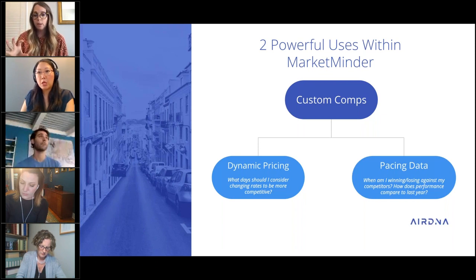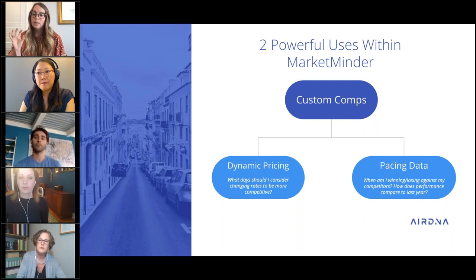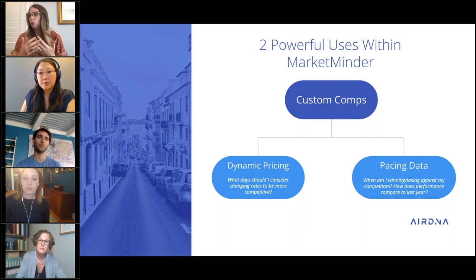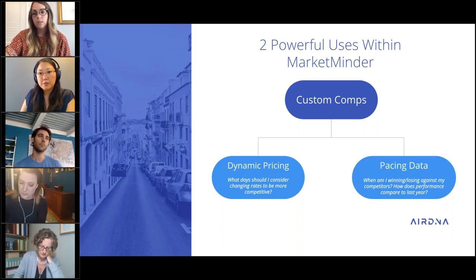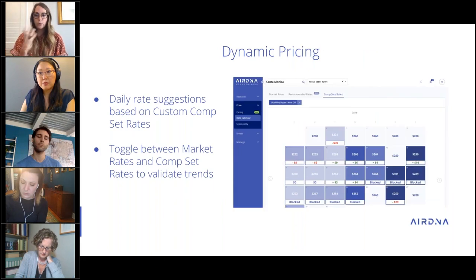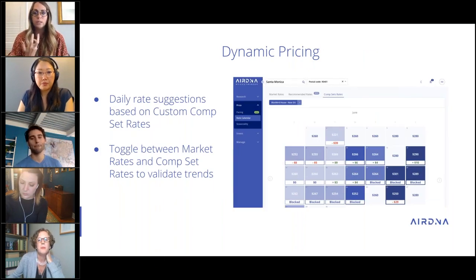Then we also have our pacing page, and I'll be showing you guys screenshots of both of these. The pacing page really allows you to see those broader trends over 6 months, understand where you're winning and losing versus your competitors, and also compare to last year, starting to get into the benchmarking, which we plan to do a bunch more of, but given the current COVID circumstances, we're really focusing on these forward facing reports. So here's a view of what our pricing calendar looks like.